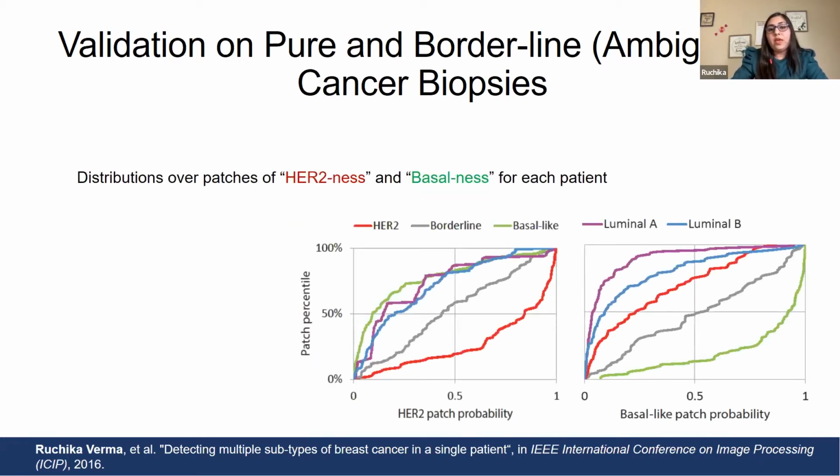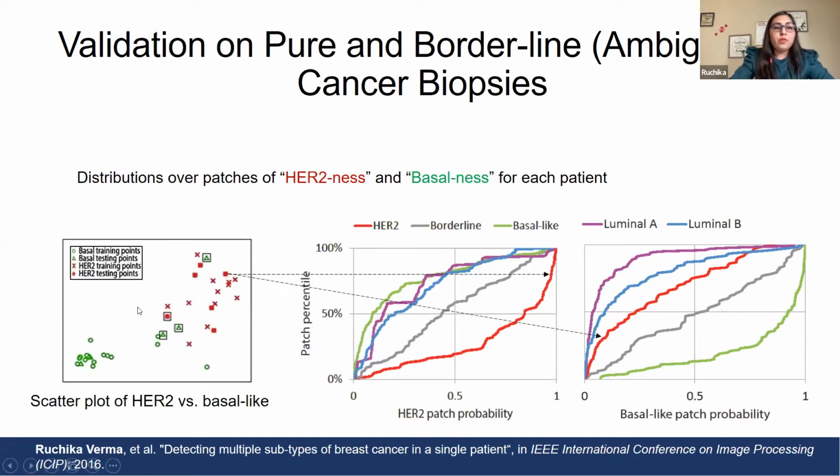After that, since we had patch-wise classification results, we created a cumulative distribution over patches to assess the HER2-ness and basalness for each patient. So in the middle image, we can see there are CDFs. Those were obtained from the HER2 versus all classifier. And in the right image, the CDFs were obtained from the basal versus all classifier. And the colors shown at the top of these images show which molecular subtype the patients are coming from.